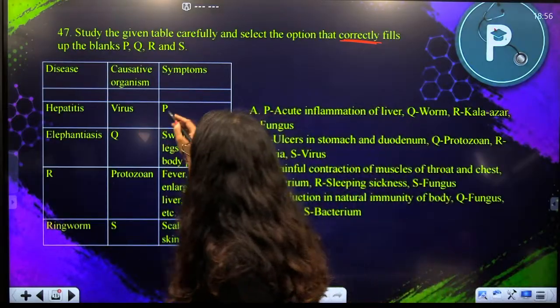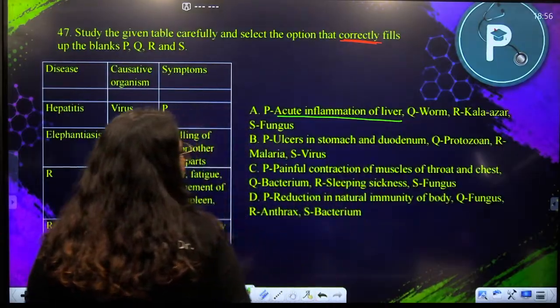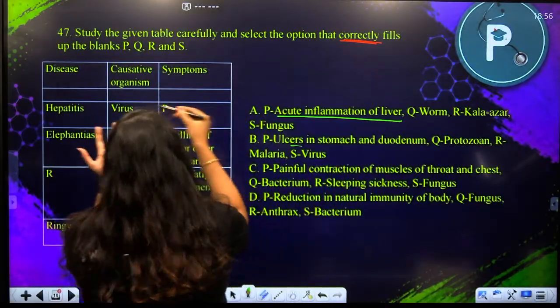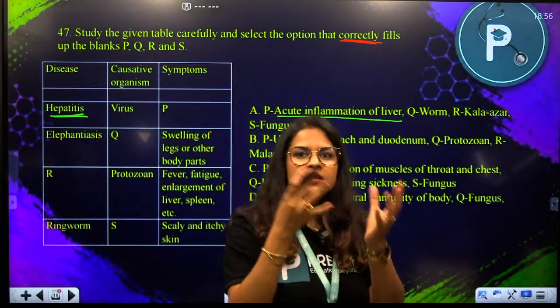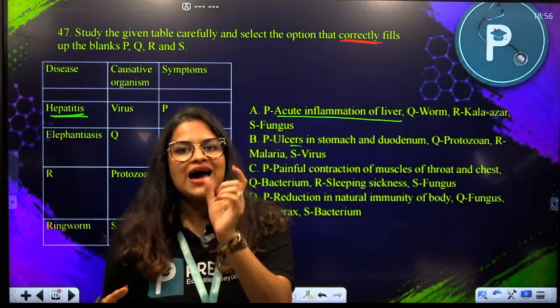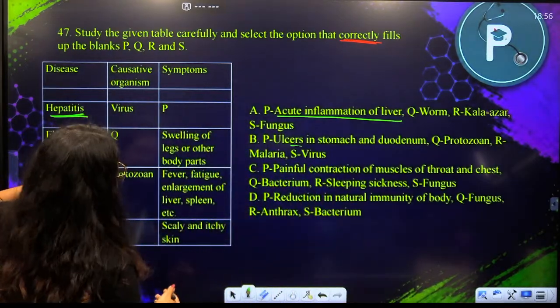Okay, so virus, and of course I just said inflammation, so P is inflammation of the liver. Of course it can't be ulcer of stomach, like clearly they're talking about inflammation. Hepatitis means inflammation of the liver, hepatitis means inflammation, correct? Moving on to the next, elephantiasis.